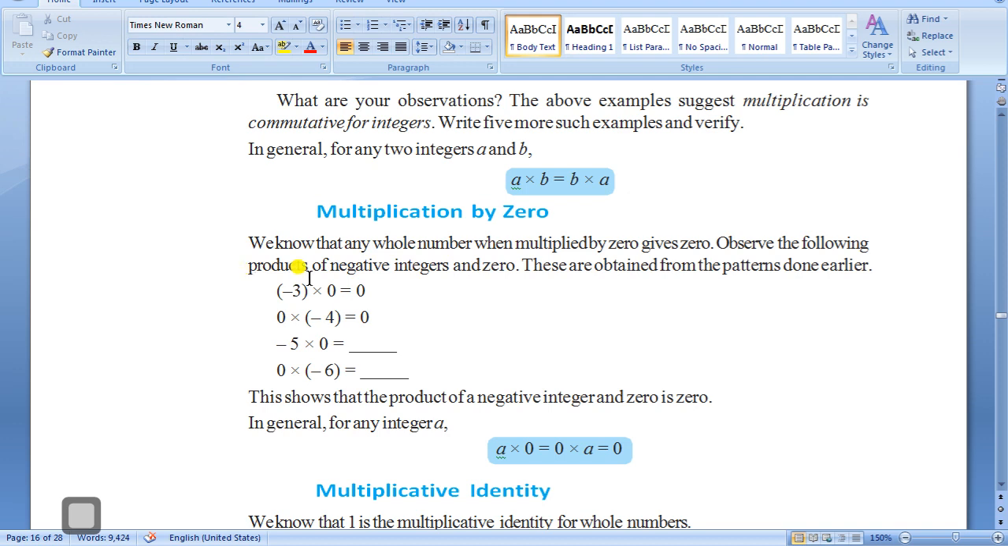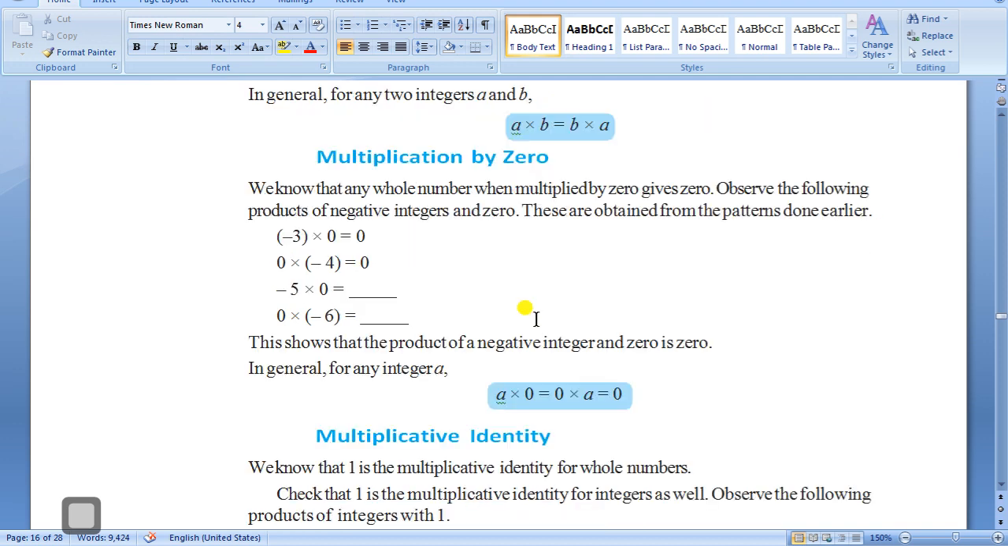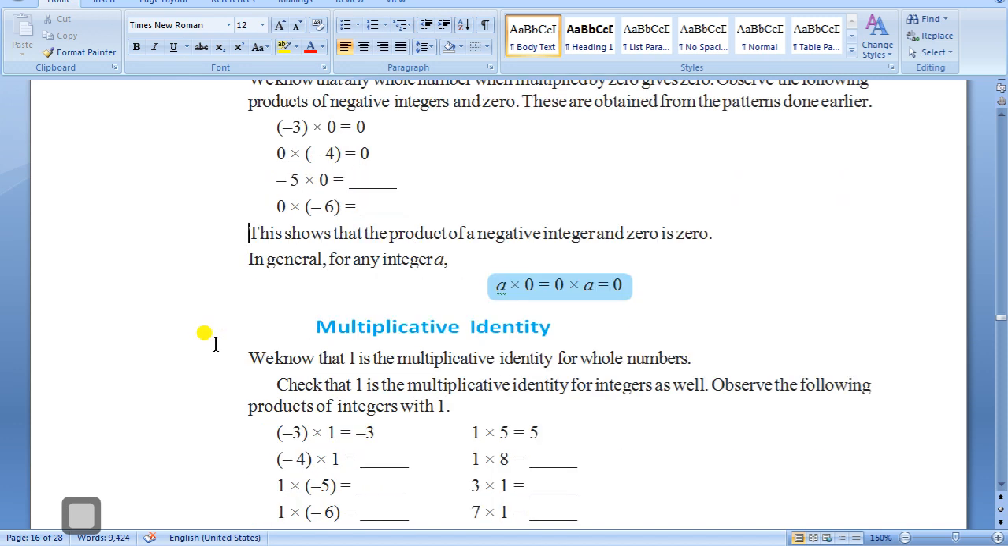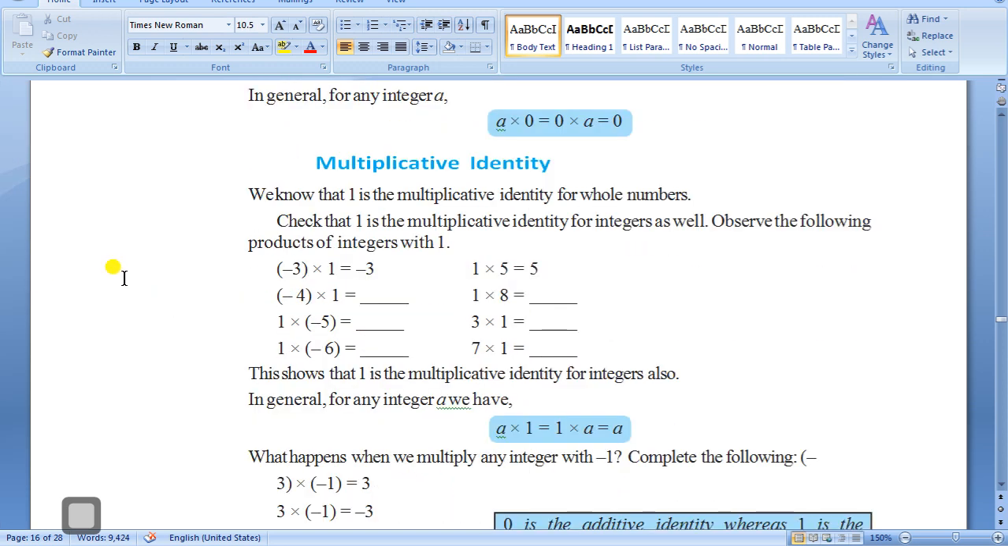Multiplication by 0. We know that any whole number when multiplied by 0 gives 0. Observe the following products of negative integers and 0. These are obtained from the patterns done earlier. Minus 3 into 0 is 0. 0 into minus 4 is 0. Minus 5 into 0 is also 0. 0 into minus 6 is also 0. This shows that the product of a negative integer and 0 is 0. In general, for any integer a, a into 0 is equal to 0 into a is equal to 0.